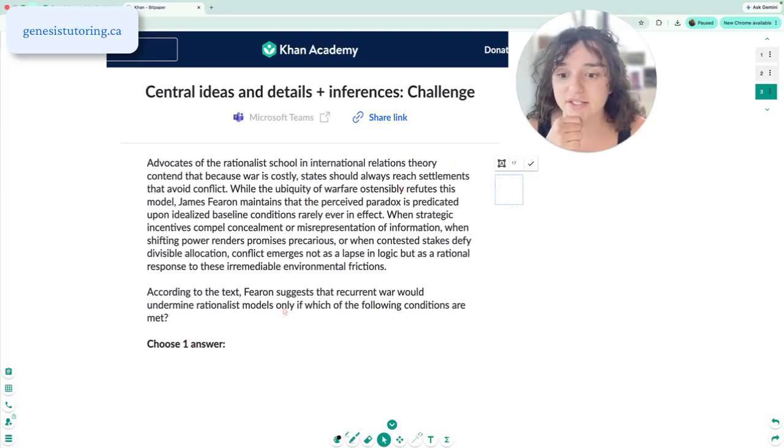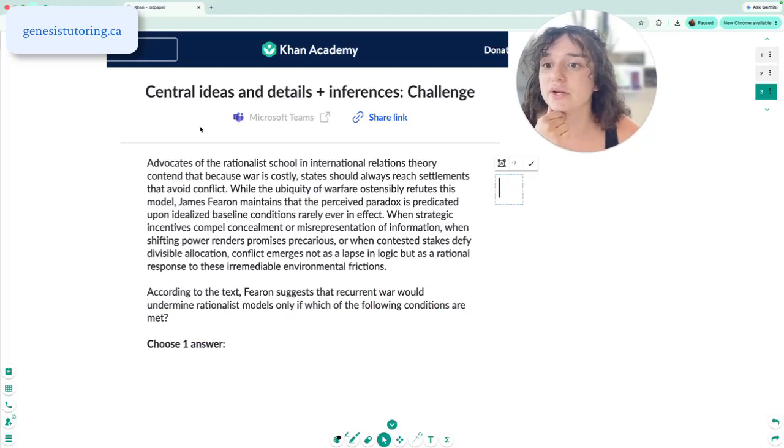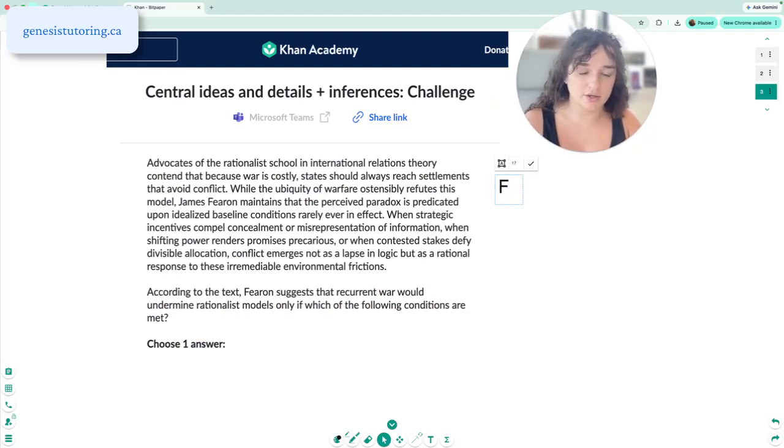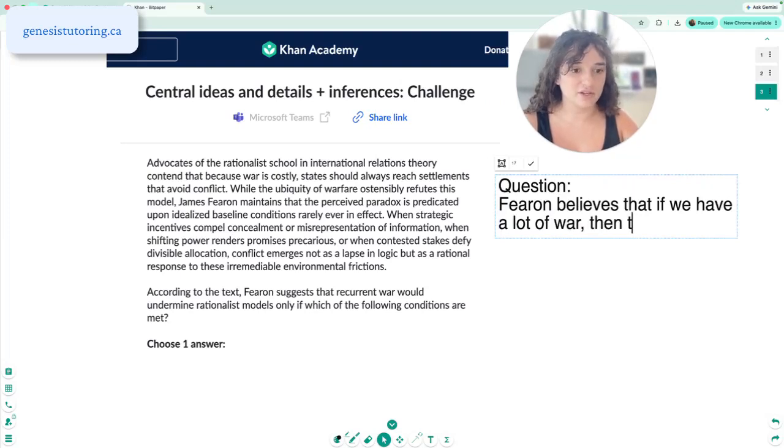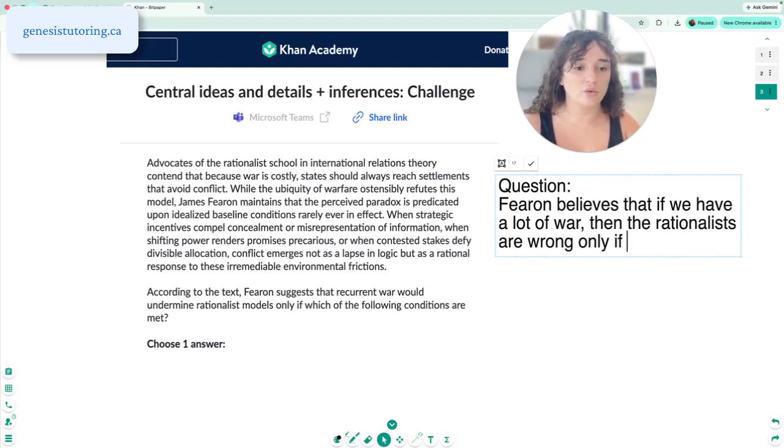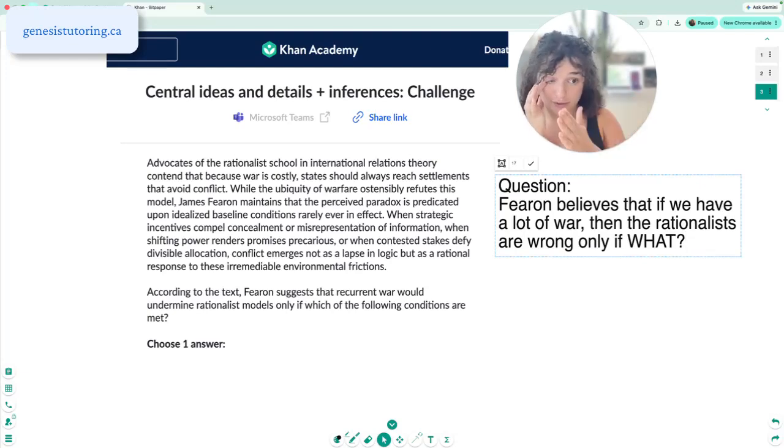According to the text, Fearon suggests that recurrent war would undermine rationalist models only if which of the following conditions are met. So in other words, the question is, Fearon believes that if we have a lot of war, then the rationalists are wrong only if what? What would make the rationalists wrong, assuming that we also had recurrent war?